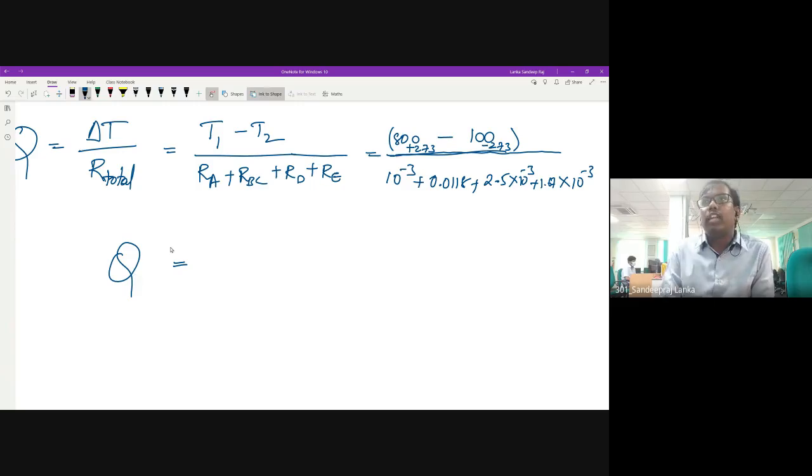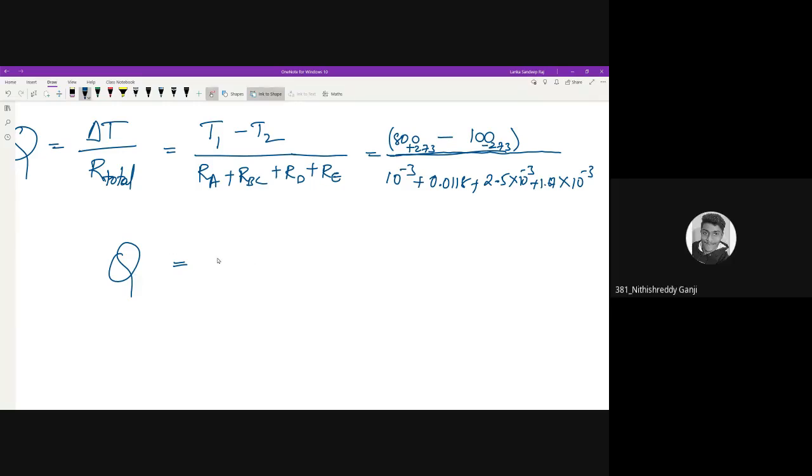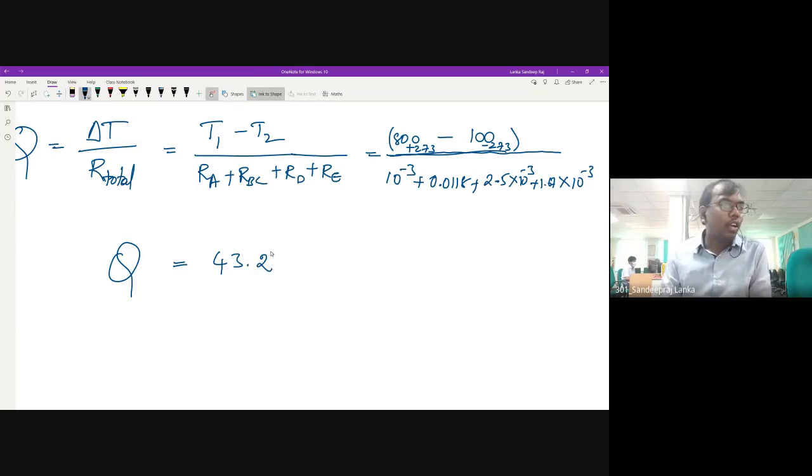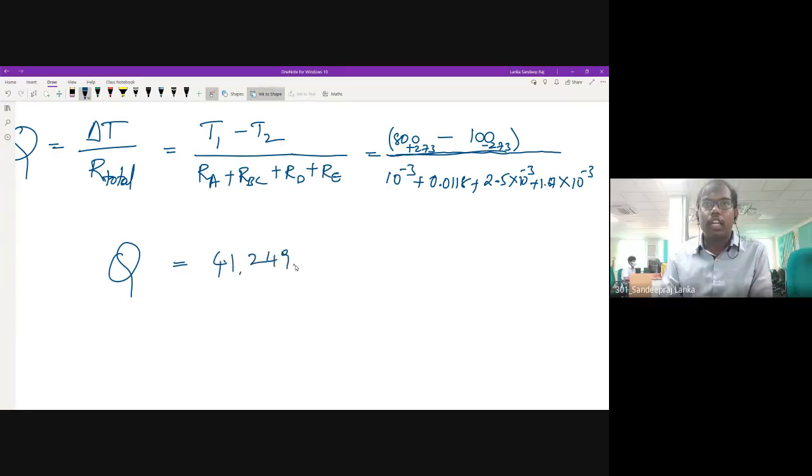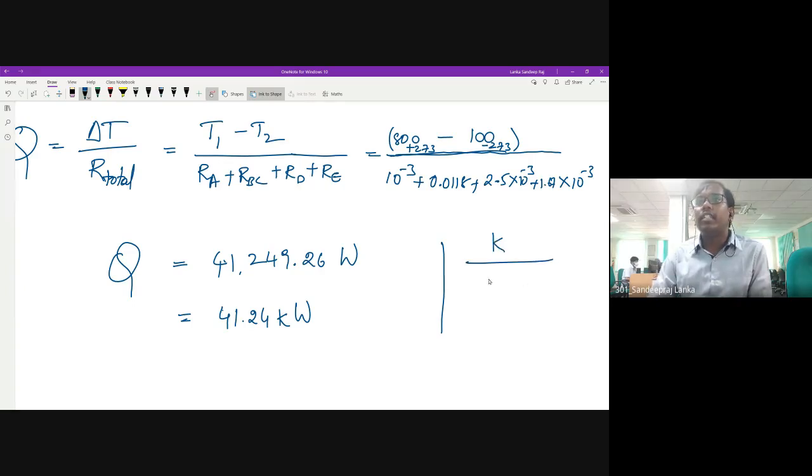So now, somebody tell me what is the value of Q? 43.2 kilowatt, you are saying? Yes, sir. First, you tell me what it is. 41,249.26 watts. Good. So this will be 41.24 kilowatts. As you can see here, the numerator is in Kelvin and the denominator is in Kelvin per watt. Kelvin gets cancelled and watt remains. If you take it in kilo, you get the decimal point over here. So that's your Q. You're done with it.